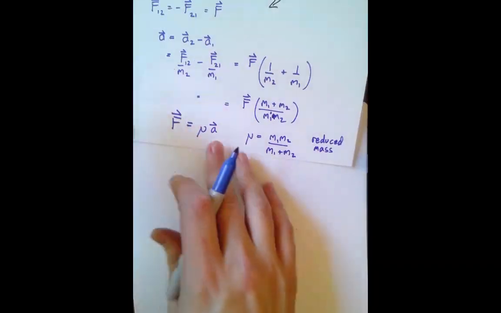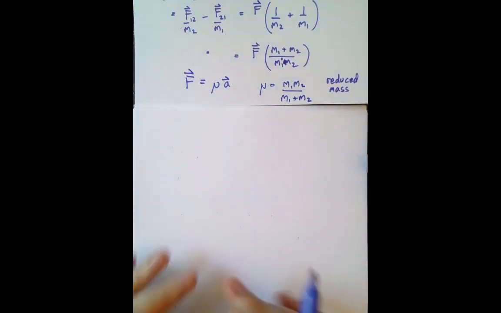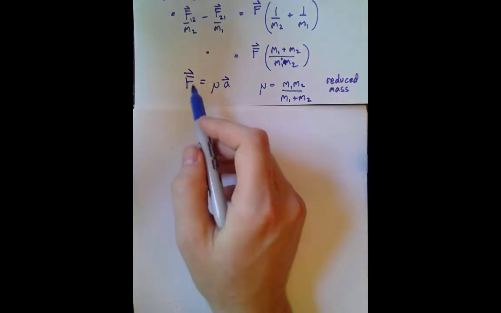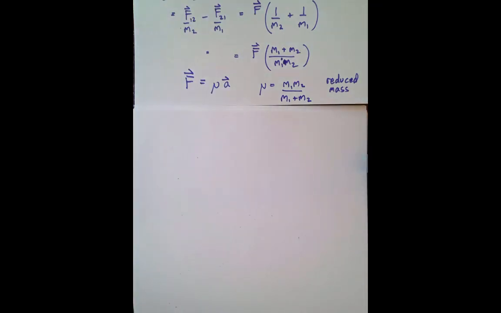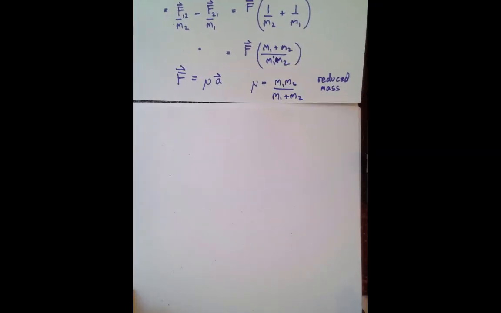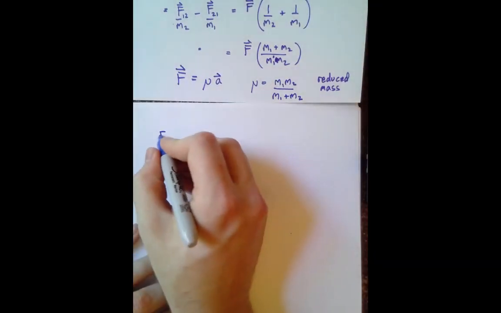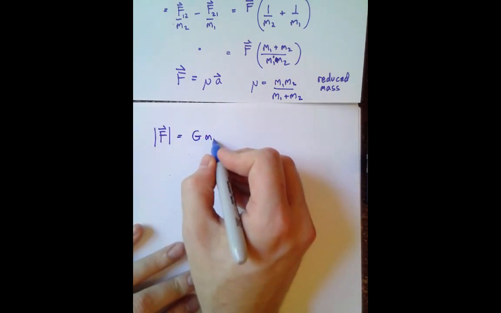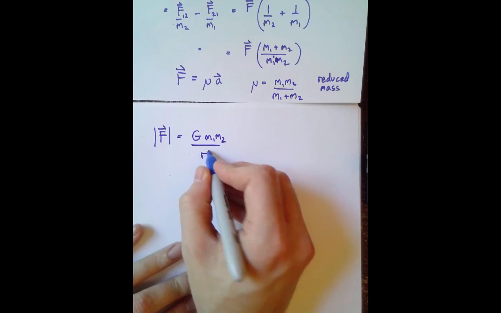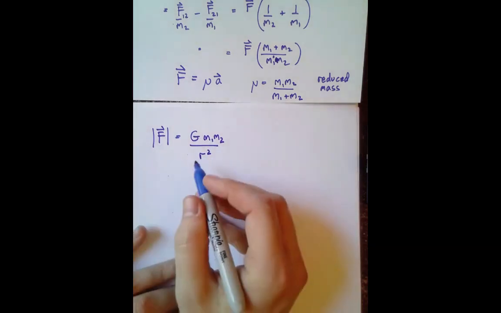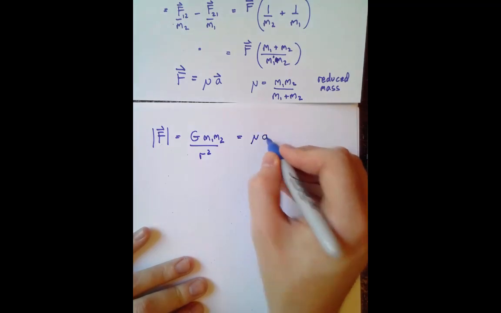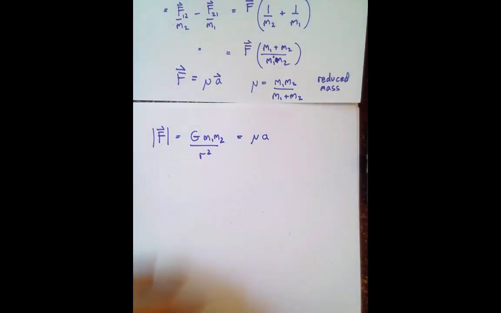Okay, now in the center of mass system, we can use this formula, which is Newton's second law. We haven't specified what this force is at the moment. We know it's gravity, so we have another law of physics that tells us that the magnitude of this force is equal to G M1 M2 divided by r squared, the distance between them. So this is going to be equal to mu times a, where a is the magnitude of the relative acceleration.